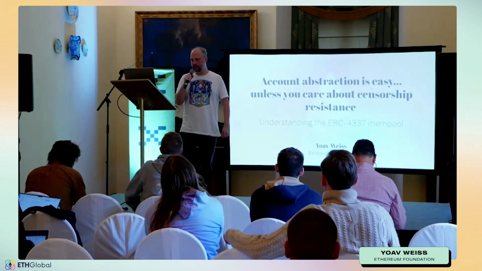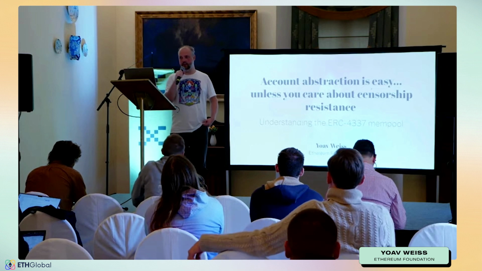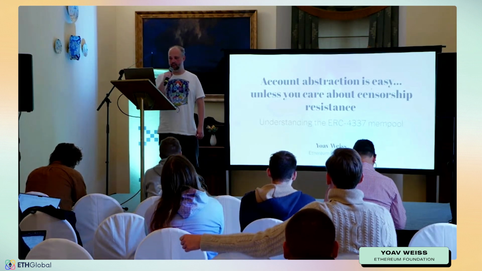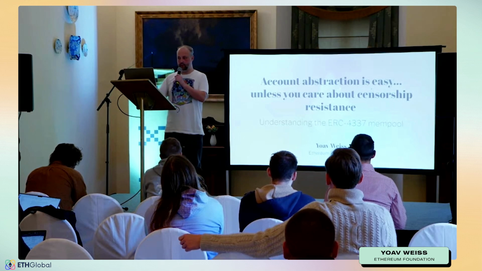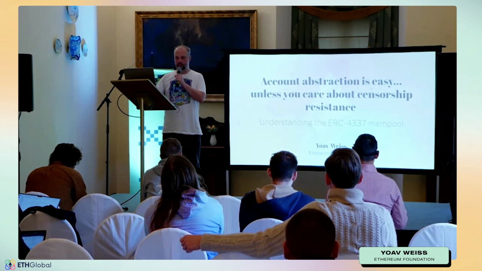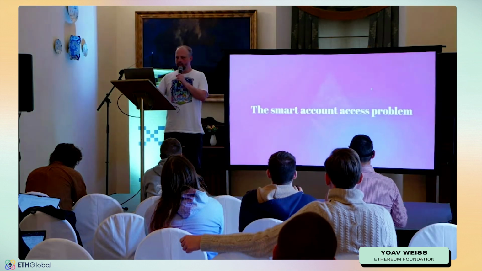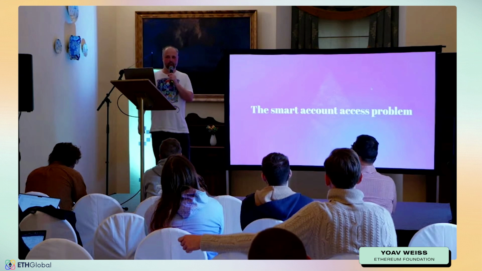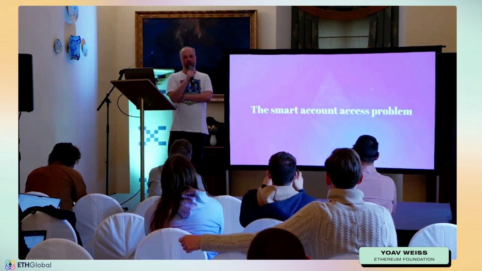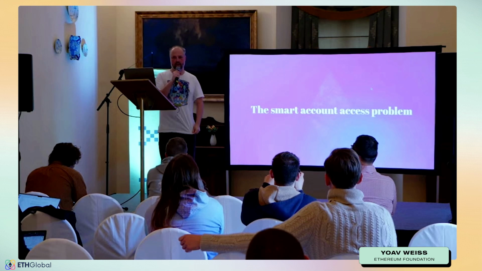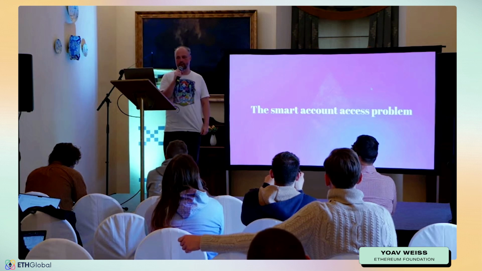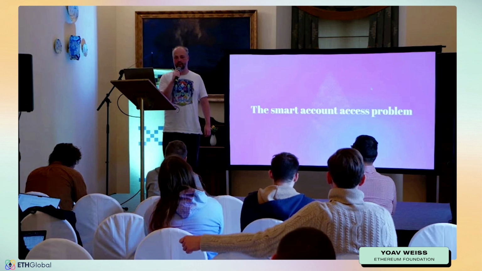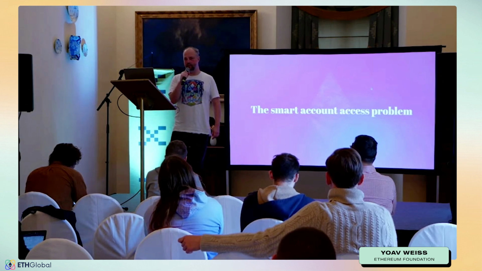So today I'm going to talk about account abstraction, but not as usual about use cases, but to focus on censorship resistance and why it is harder with account abstraction. In order to understand this, we need to think what is an account. One way to look at an account is the entity that can operate on-chain directly without any intermediaries.